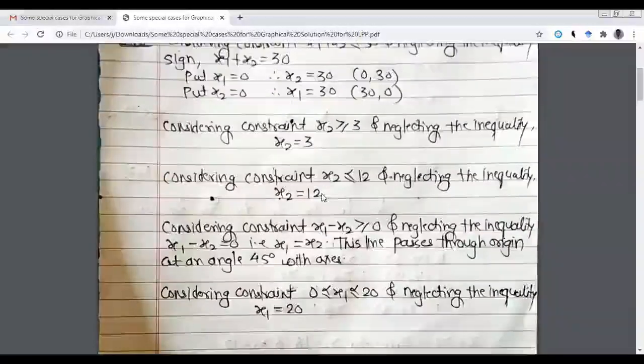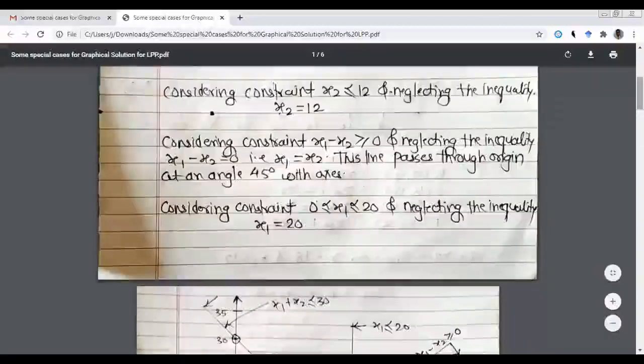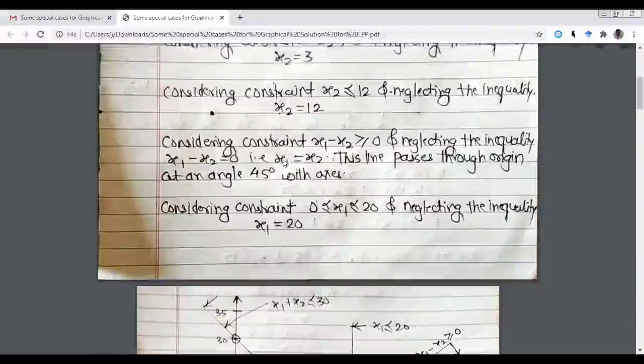Now, the other constraint that we have is x1 minus x2 should be greater than or equal to 0. Now this particular line is just like a calibration line, right? If we neglect the inequality, it becomes x1 minus x2 equal to 0, that is x1 equals x2. So for any value of x1, the value of x2 remains the same, right? This line will pass through the origin at an angle of 45 degrees with both the axes.